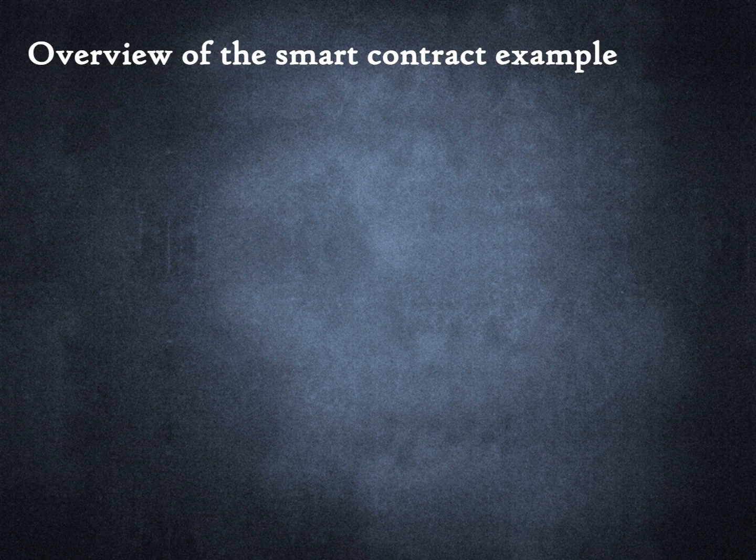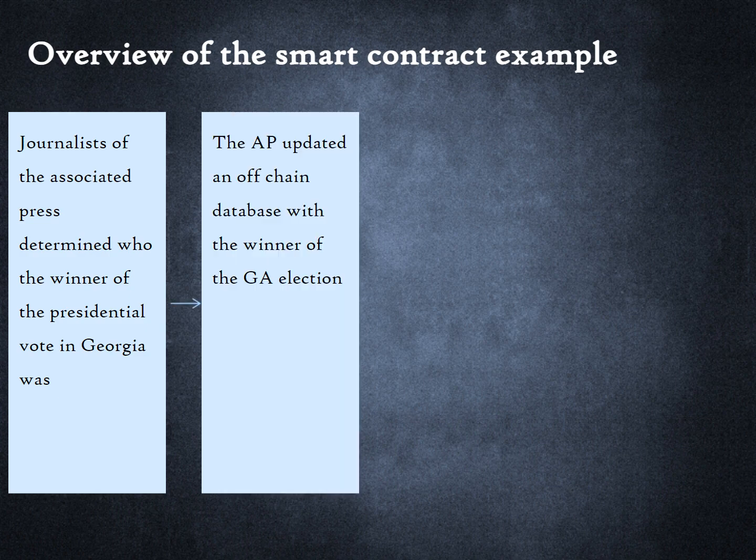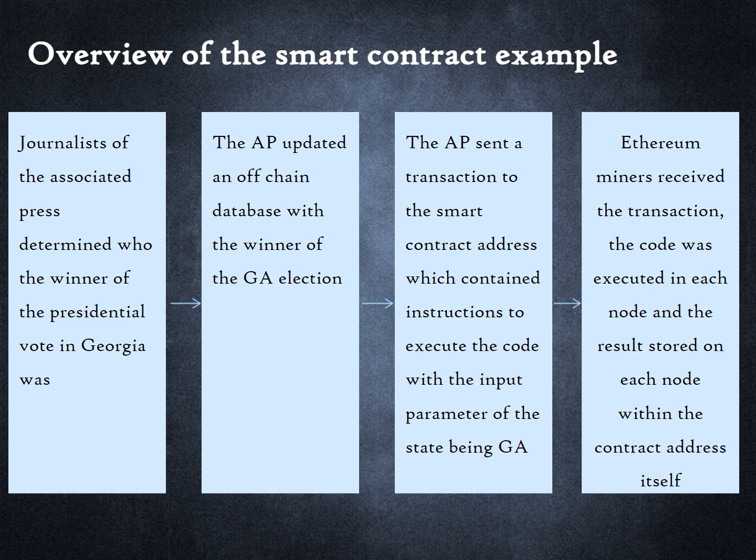First, the journalists of the Associated Press determined who the winner of the presidential vote in Georgia was. Then, they updated an off-chain database with the winner of the Georgia election. Next, they sent a transaction to the smart contract address which contained instructions to execute the code with the input parameter of the state being Georgia. Finally, Ethereum miners received the transaction, the code was executed in each node and the result stored in each node within the contract address itself.